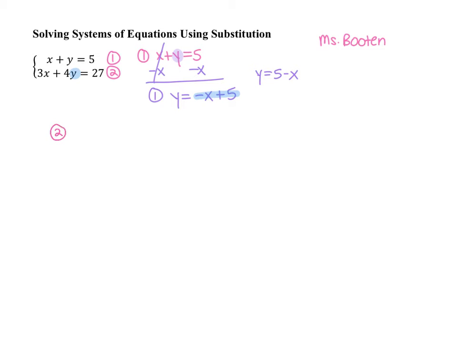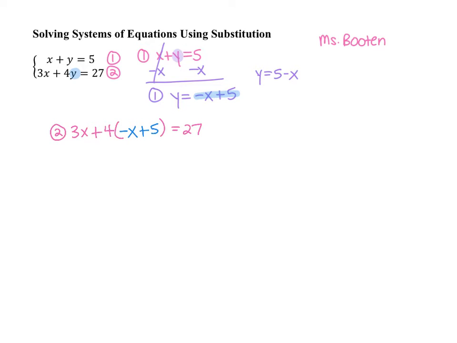So here's equation 2. I'm going to write 3x plus 4, and then instead of y, I'm going to substitute in that expression that y is equal to, which is negative x plus 5, in parentheses, equals 27. So I just finished out that equation.